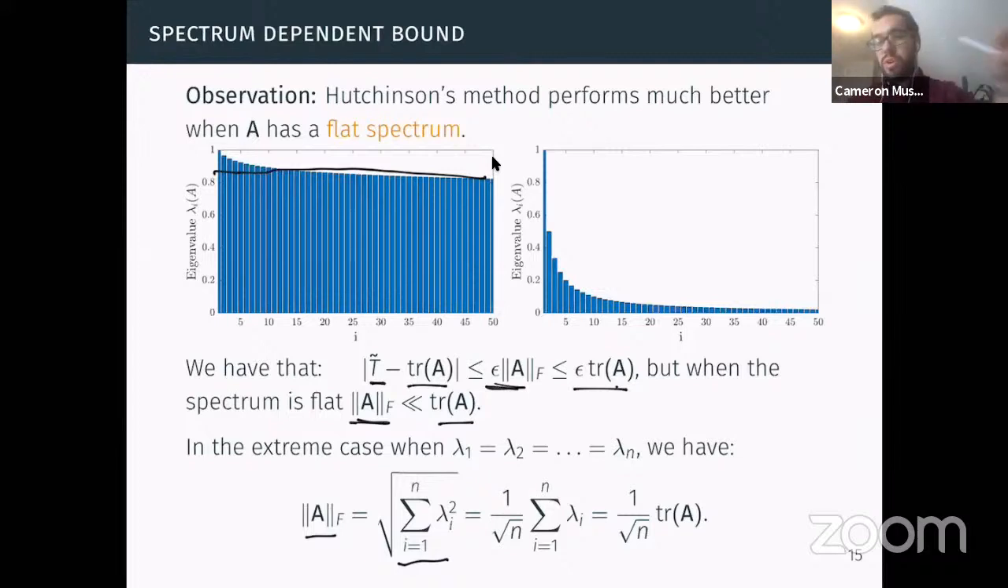So if my spectrum is perfectly flat, my error bound for Hutchinson's, rather than being epsilon times the trace, is actually epsilon over square root of n times the trace. If n is large, which it is in many of these applications, I have a really tight error bound on approximating the trace. Okay, that's intuition one. Hutchinson's method performs well when my spectrum is flat.